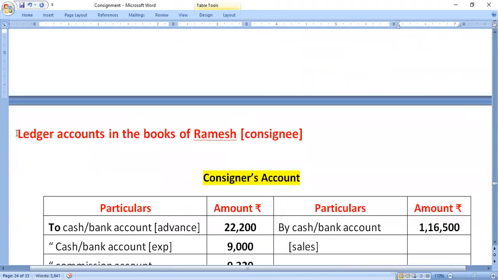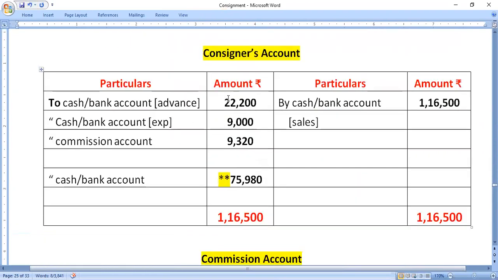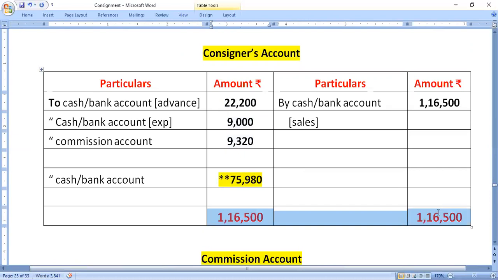After that, ledger accounts in the books of Ramesh, consignee, my dears. For the consignee, as usual, we are preparing two accounts: consignor account and commission account, my dears. Consignor account, by cash or bank account sales, total sales 1,16,500. Debit side as usual, my dear students: advance, expenses, commission. To cash or bank account advance 22,200. To cash or bank account expenses 9,000. To commission account 9,320, my dears. The balancing figure leads to 75,980, my dears. 75,980. The total leads to 1,16,500, my dears.